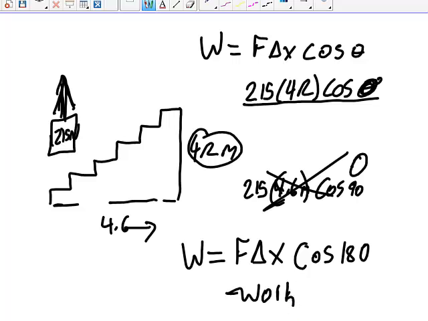Okay, so on number 6, going up the stairs is positive work, going down the stairs is negative work, but you don't have to include the 4.6 meters in either direction because it's at right angles to the force.